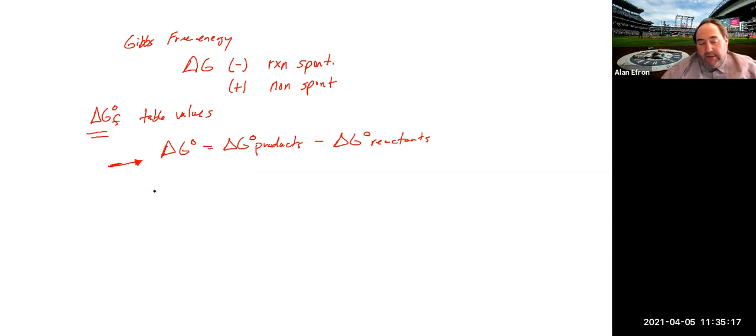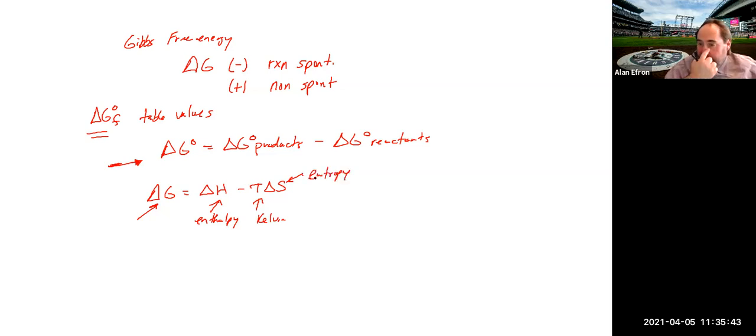We also saw a delta G value that relates to delta H and delta S. We have this equation here, which is delta G equals delta H minus T delta S. This is our free energy, this is our enthalpy value, T is our temperature in Kelvin, and S is our change in entropy. So this as well will allow you to calculate the delta G for a reaction.